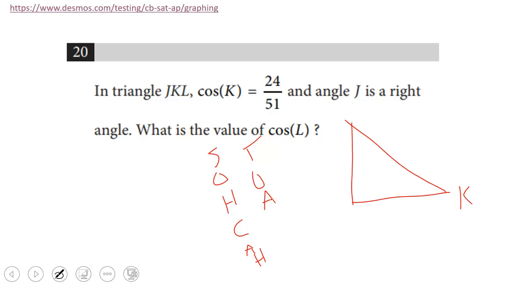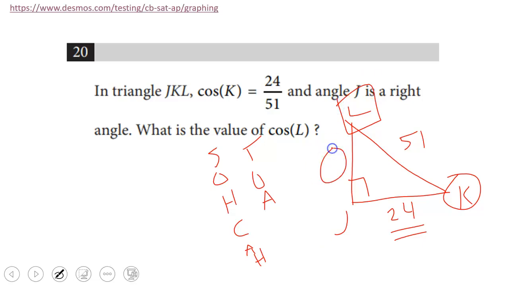So adjacent over hypotenuse. Well, here's the right angle, J. And L will be there. So adjacent is always the side that carries you straight to the right angle. So from K, this is the adjacent side, 24, and the hypotenuse is 51. Well, to figure out the cosine of L, here's L right there, you're going to need to know this side. So we do the Pythagorean theorem to calculate that.